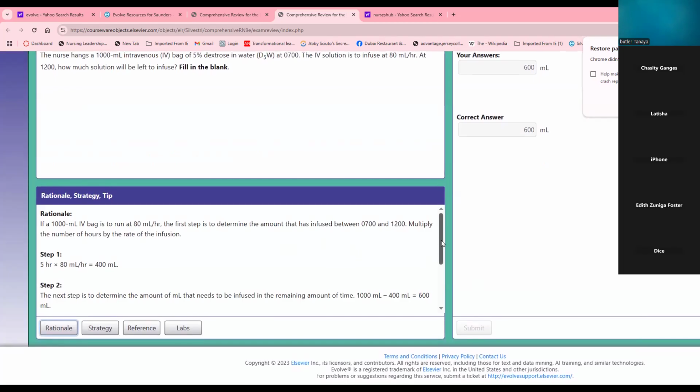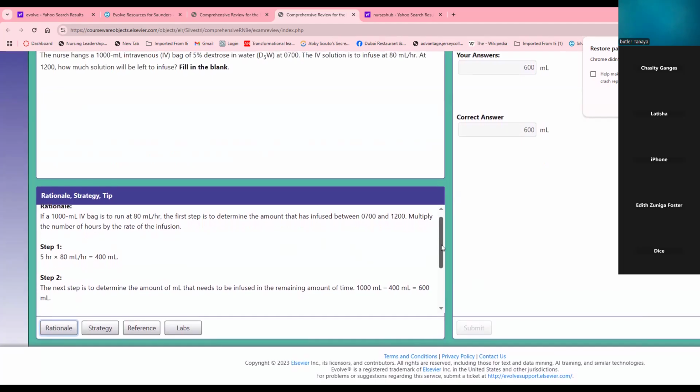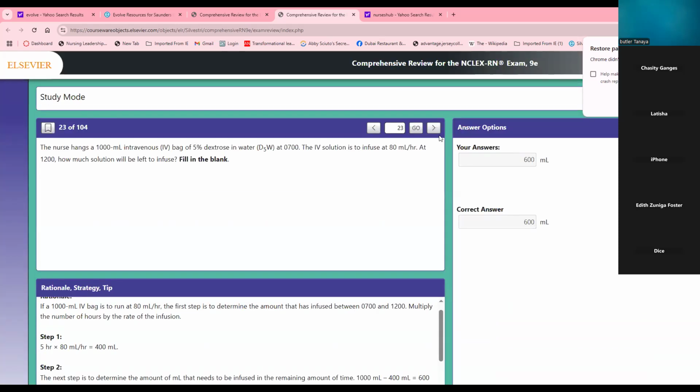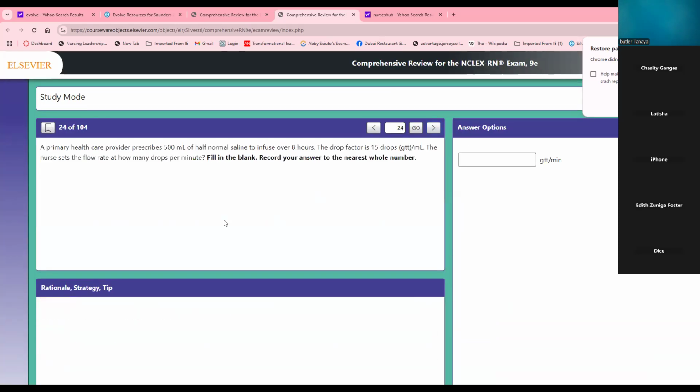Yes. Okay, so here are the steps, just in case you don't have access to the book. Okay, let's see if you can do this one on your own.